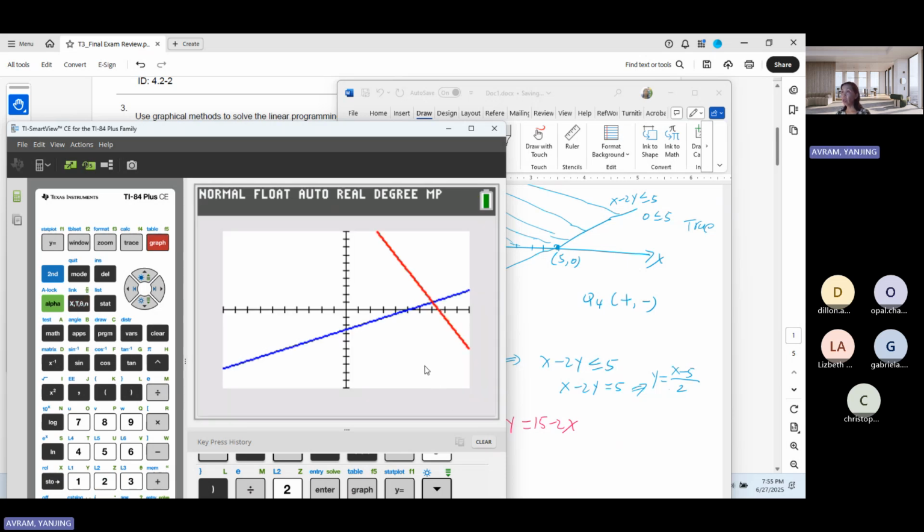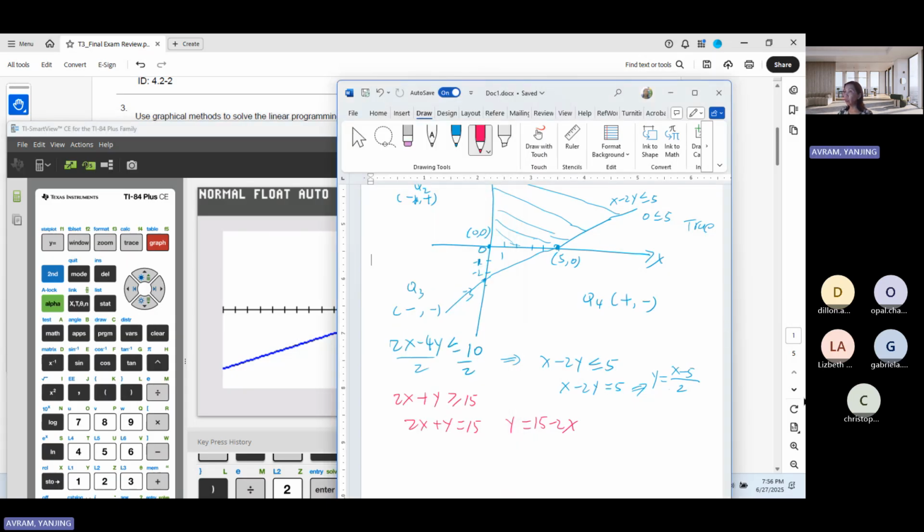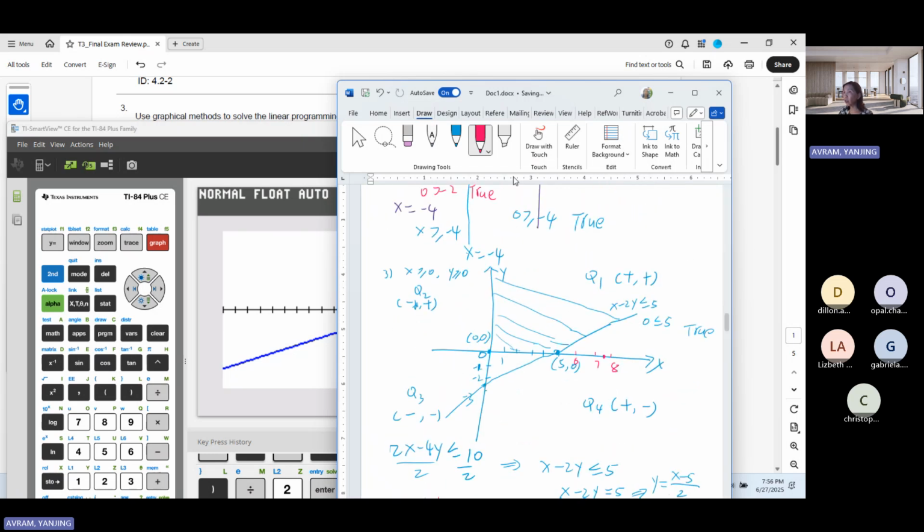And then we graph. Okay, so that is my graph in here, right? 15 minus 2x. So this will be 6, 7, 8. This will be somewhere right here. When y is 0, x will be 7.5, right? When x is 0, y will be 15. So this will be a little bit up here.